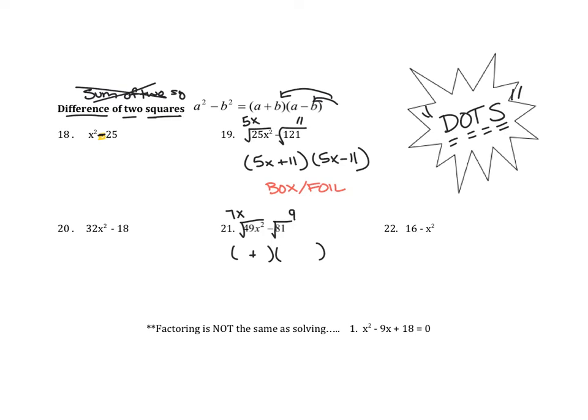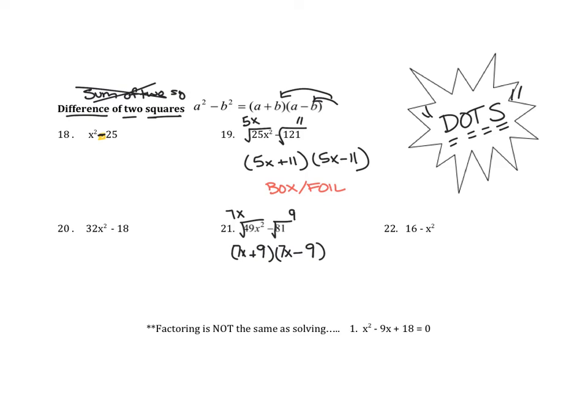One parenthesis will be a plus, the other parenthesis is a negative. So this becomes 7x plus 9 and 7x minus 9. Again, if I'm worried I did it correctly, box or FOIL, and you're going to find your inner and outer terms cancel, and you get 49x squared minus 81.